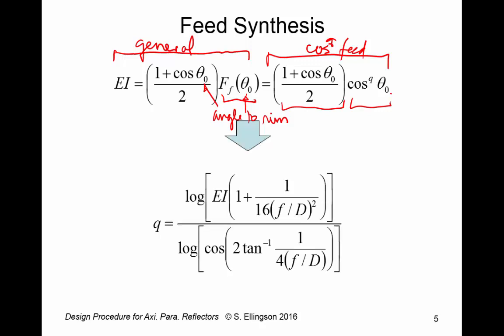Now we can solve this for Q. Solving this expression for Q, we get this rather ugly looking expression, but not difficult to use. It's the ratio of logarithms. In the numerator, we have edge illumination, and we have f over d. In the denominator, we have f over d. So given f over d and edge illumination, we can solve for the value of Q that fits the cosine^q feed model and gives us that edge illumination.